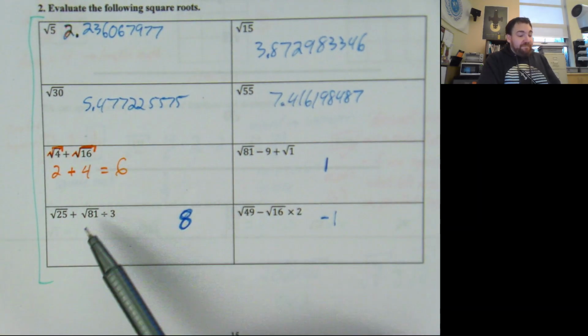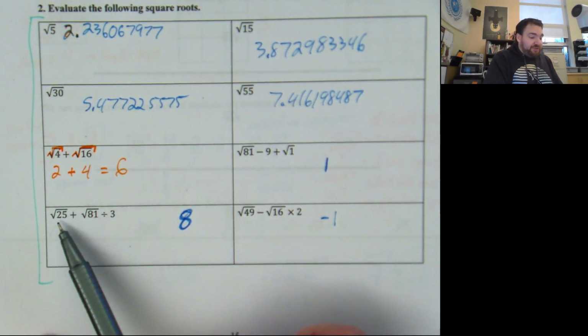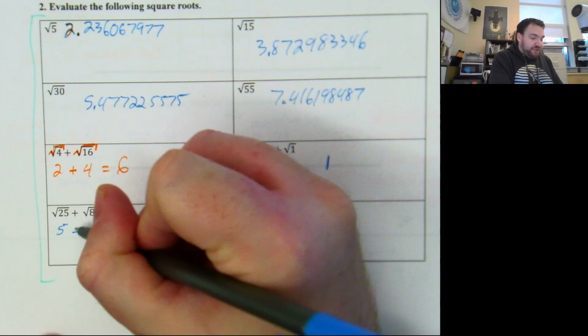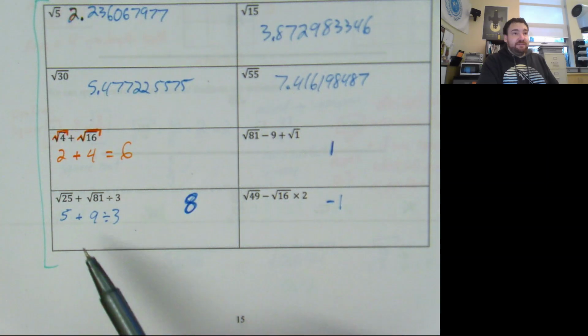Okay. Well, because of the way roots behave, they in BEDMAS are the same as doing an exponent. So we're going to do them first. The square root of 25, if you punch that in your calculator, is 5. The square root of 81 is 9. And so your equation is going to look like this.